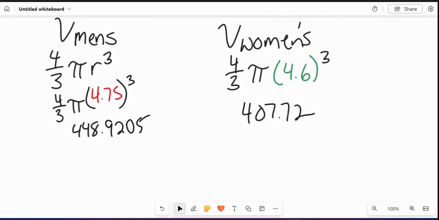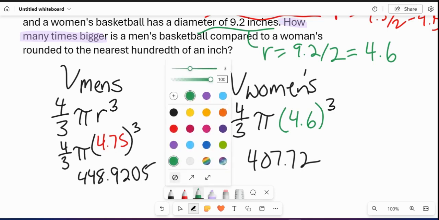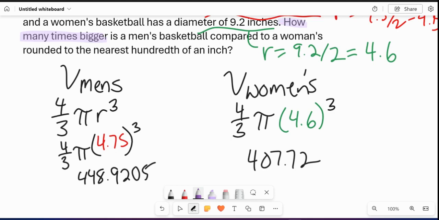Okay, and then we are going to divide them again, right? How many times? I should have looked back up at the problem here. How many times bigger means you divide. Now if it says how much bigger, that means you would subtract. But how many times would be divide.